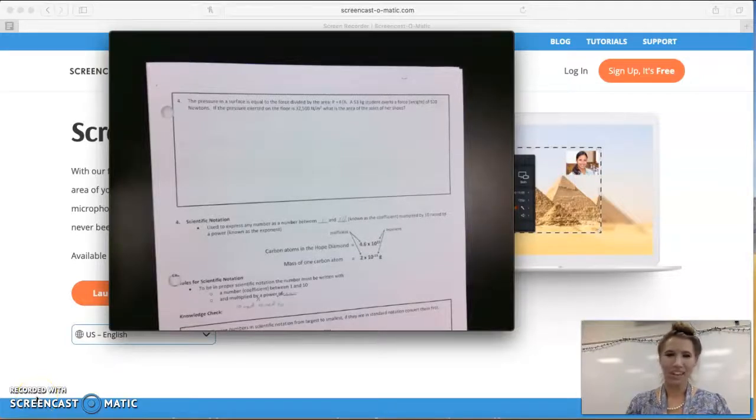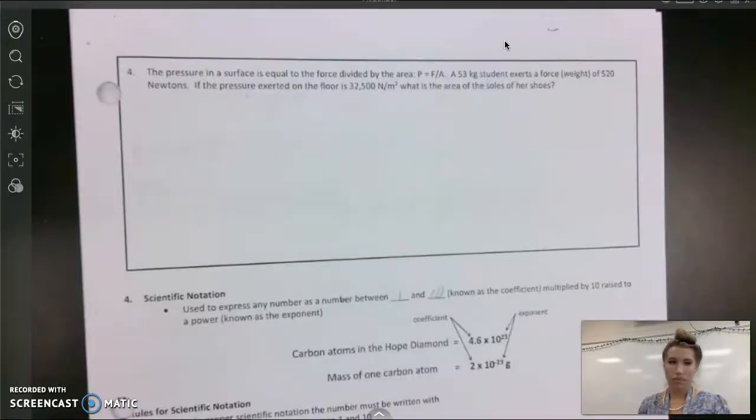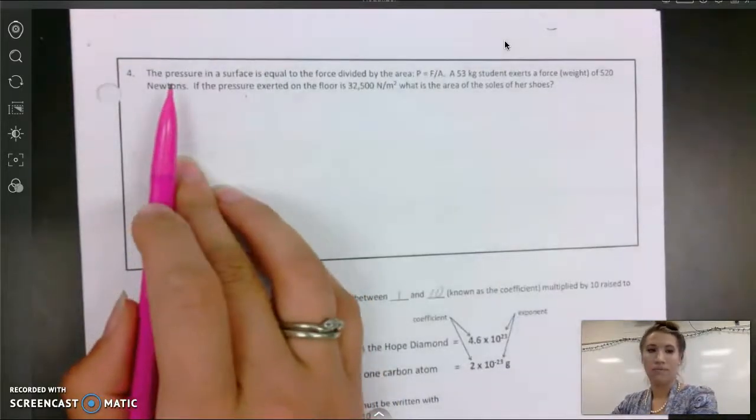Welcome back, guys. Let's move on to page 3, Unit 1, page 3 of our guided notes. Okay. So we're going to look at this equation, then we're going to talk about scientific notation, and then we'll finish up our time looking at some graphs. Right? So here's the equation.